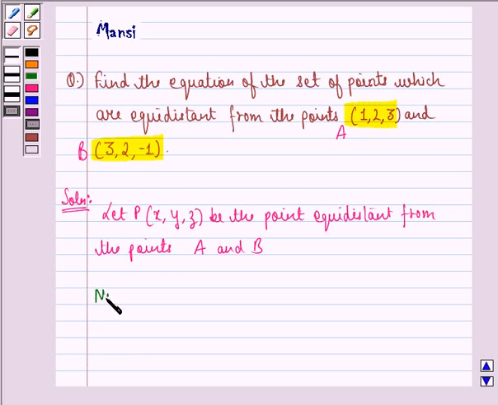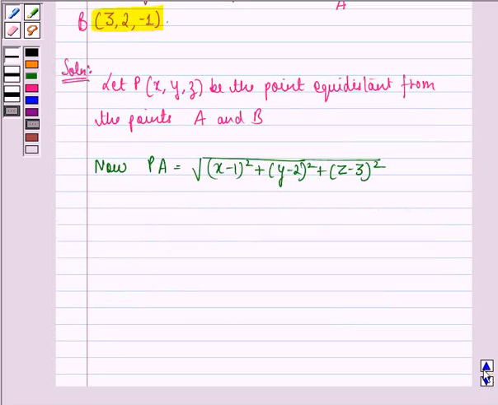Now, the distance between the point P and A is given by PA, which is equal to the square root of (x minus 1) the whole square plus (y minus 2) the whole square plus (z minus 3) the whole square. Also, the distance between the point P and B is given by PB, which is equal to the square root of (x minus 3) the whole square plus (y minus 2) the whole square plus (z plus 1) the whole square.